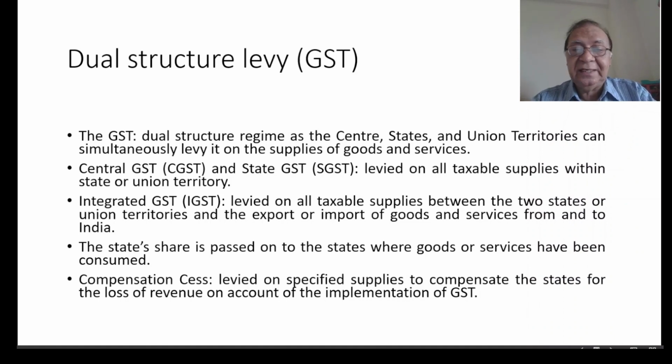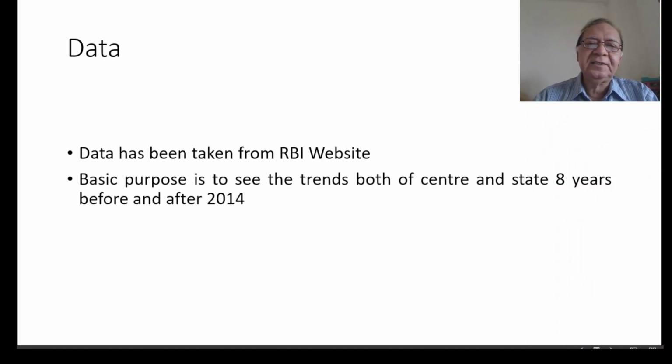Integrated GST is levied on all taxable supplies between two states or union territories, and on export and import of goods and services from and to India. The state share is passed on to the states where goods or services have been consumed. Compensation cess is levied on specified supplies to compensate the states for the loss of revenue on account of implementation of GST. Data has been collected from the RBI website.